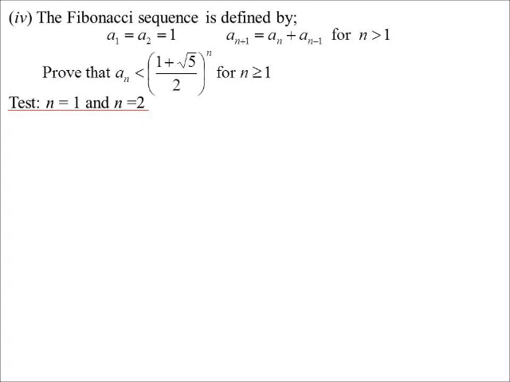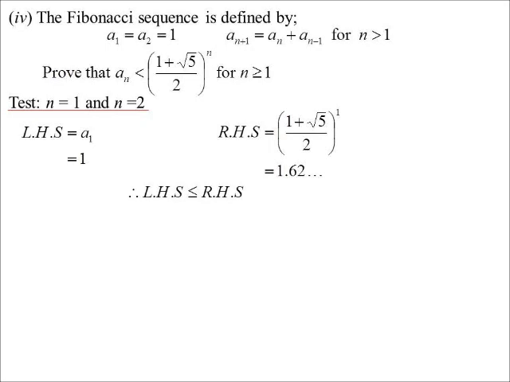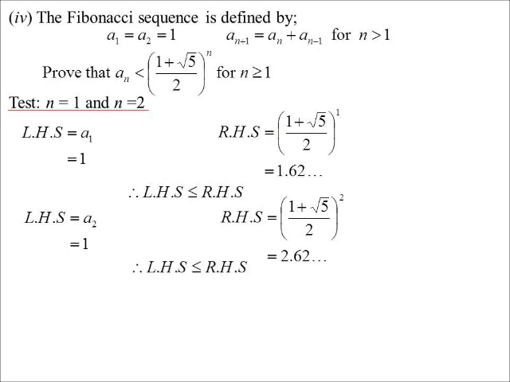So I've got to prove for 1 and 2, which they've told me is 1 in both cases. But so the first term's 1, and (1 + root 5)/2 is 1.62. So yes, the first term works. The second term, also 1, but ((1 + root 5)/2) squared is about 2.62 and so on. So yes, the second term works as well. So yep, it works for both.